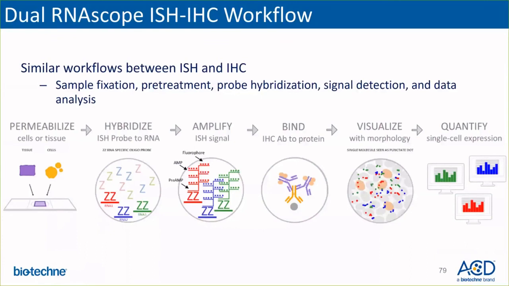The recommended workflow is shown here, which would include pre-treat or permeabilize your tissue or cells first. Depending on the tissue, this may require both heat-mediated target retrieval as well as protease digestion. You would then complete the RNAscope-ISH portion and then follow with the IHC staining after that.